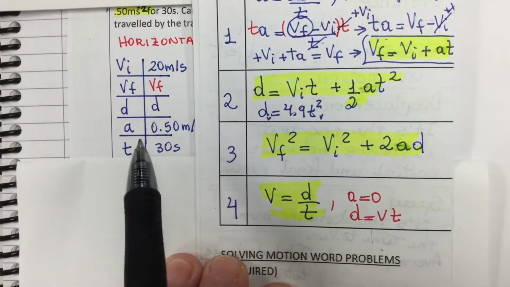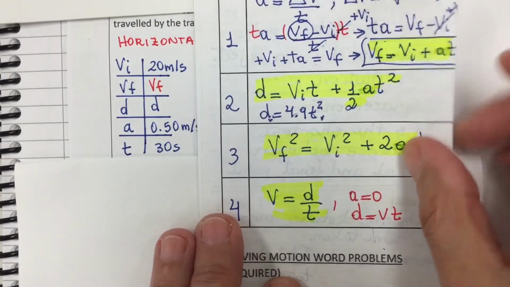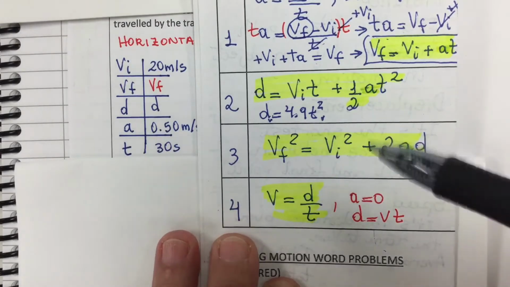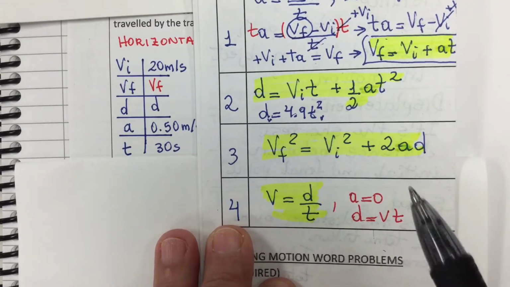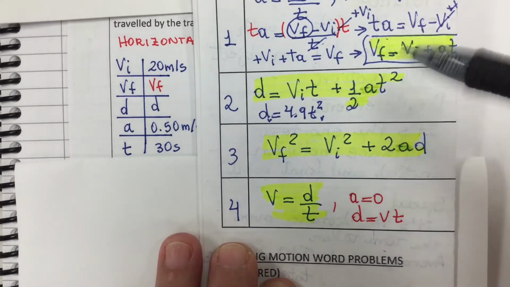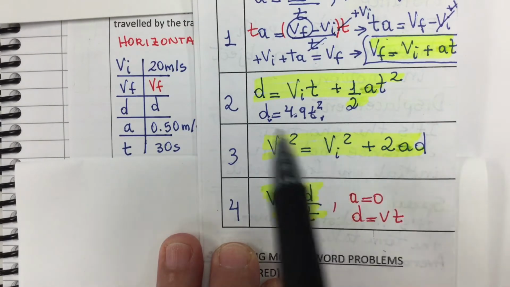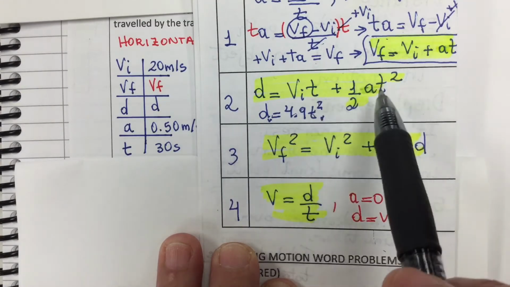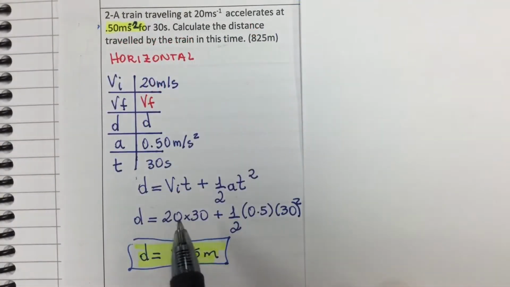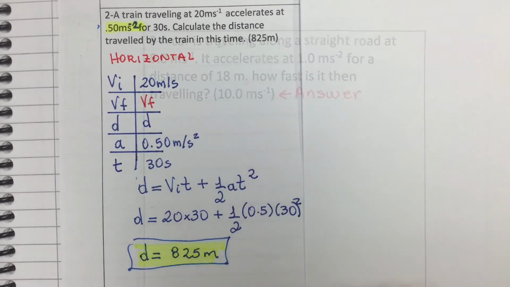Now, based on the data table, we need to select the correct equation. It's looking for distance, so I want an equation that includes distance, which means equation number 2 and equation number 3. Which one? The problem gives the time, so the best option will be equation 2 because I do have time here. So doing my substitution, VI is 20, time is 30, acceleration is 0.5, time squared, so that's the final answer. The distance is 825 meters.